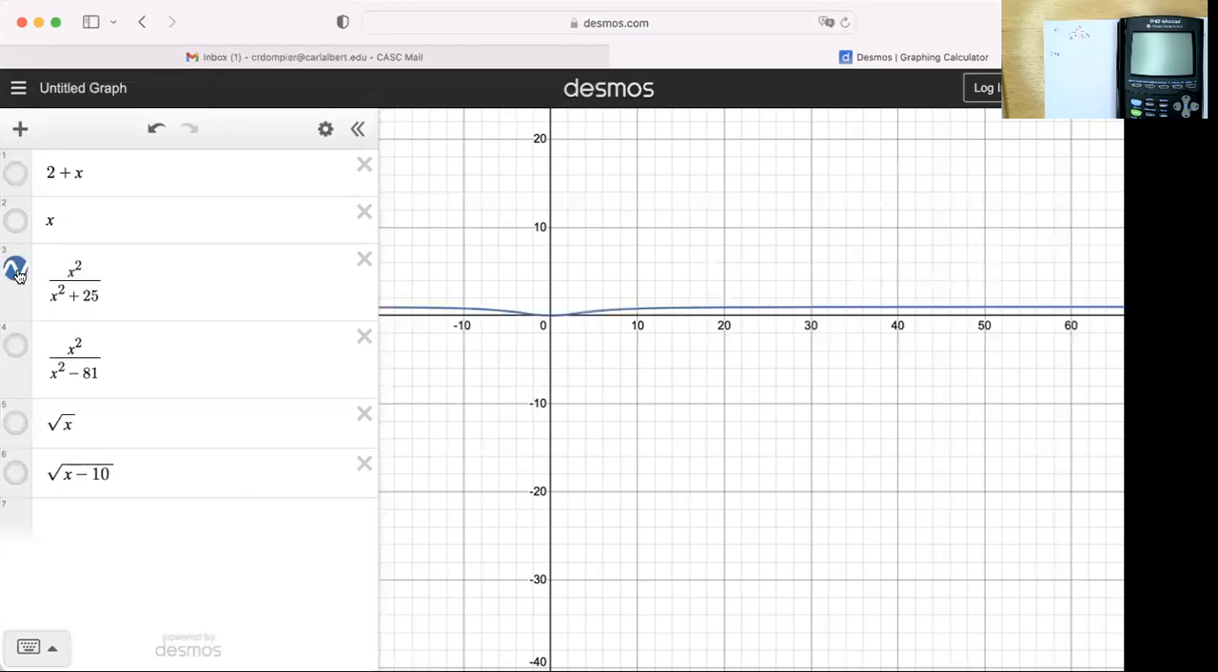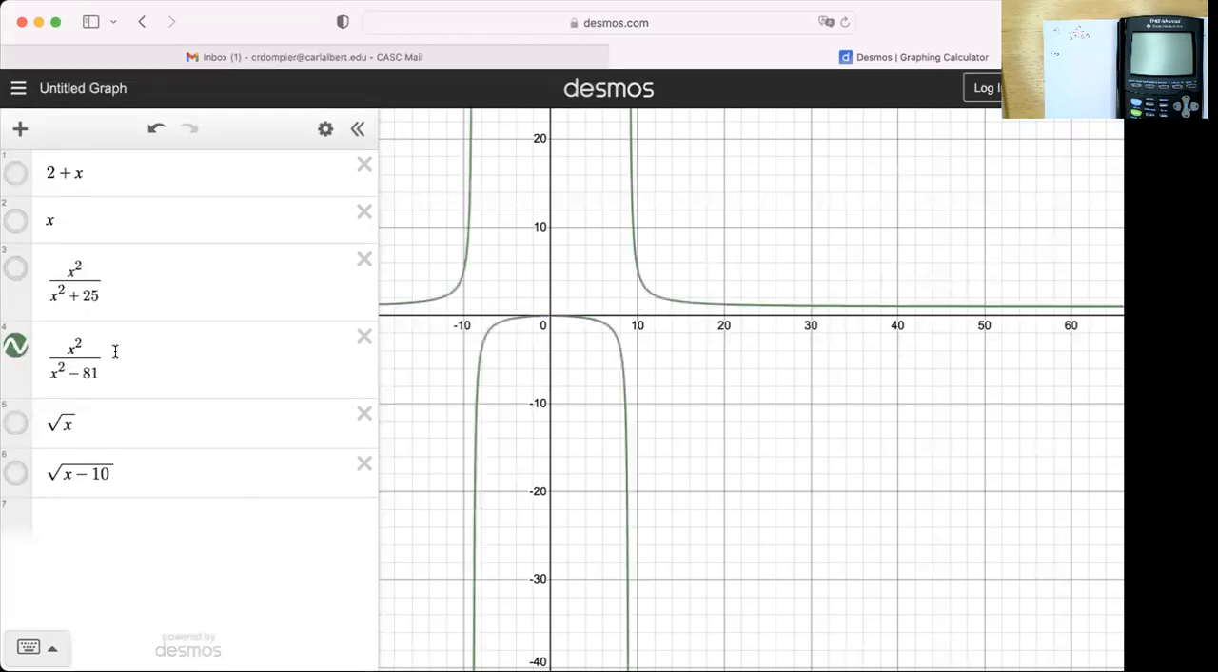We will talk about this a lot later, but I want you to notice where the graph doesn't exist, because that's what we're talking about when we're talking about the domain. Where does the graph not exist? And you're welcome to use Desmos on all the exams. So if you have a question, you're welcome to put that into your Desmos.